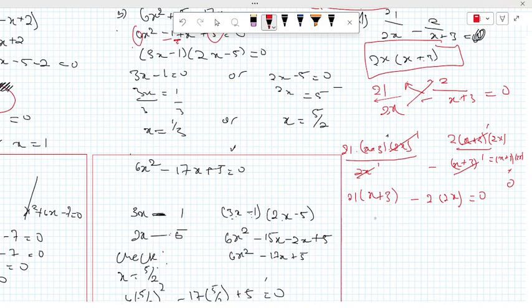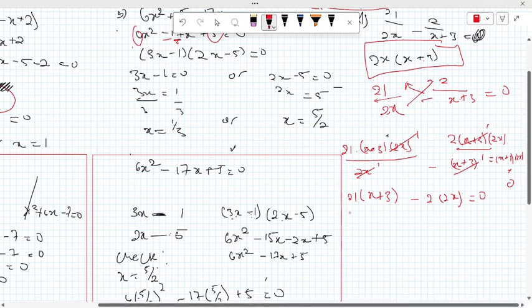So let's solve it out. It's going to be 21x, then 21 multiplied by 3, which is 63. So it's plus 63 minus 4x equals 0, because 2 times 2 is 4. So it's 21 minus 4, which is 17x.